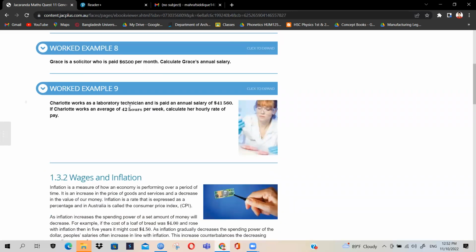Charlotte works as a laboratory technician and is paid an annual salary of 41,560. If Charlotte works an average of 42 hours per week, calculate the hourly rate. This is a very good question. First of all, you have to divide the annual salary by 52, then you will get the weekly salary. So firstly, let us calculate the weekly salary. Weekly salary equals 41,560 divided by 52 weeks.